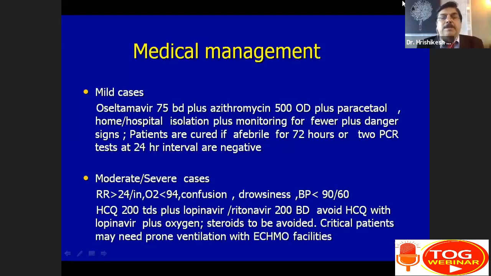And regarding hospital isolation, a lot of people are saying that home isolation can be done in mild patients, but I don't agree. We need to have hospital isolation because these patients can transmit the disease to the family. Patients are cured if afebrile for 72 hours or 2 PCR tests are negative. That's what I had told you before.